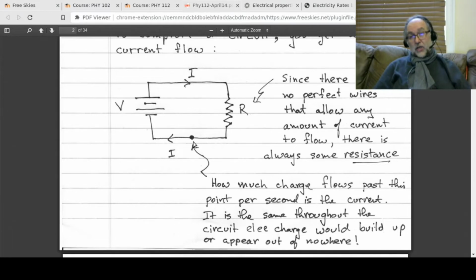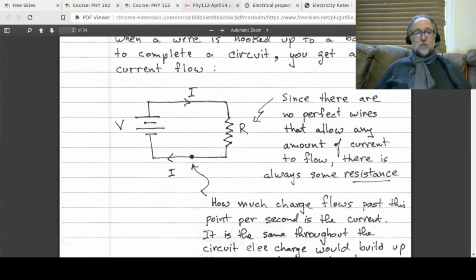Okay, now you don't actually look at them. What you do is you use a multimeter, and well, that's part of the lab, but basically you insert the multimeter right there at that point, and that'll tell you the current through that point there. Okay, now the next thing is this resistance.